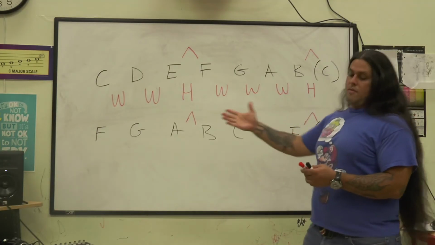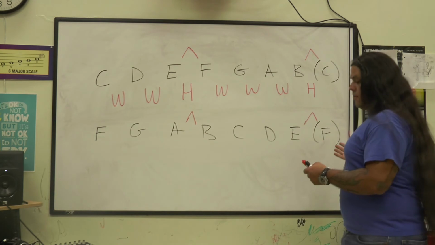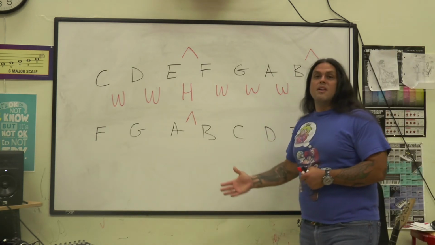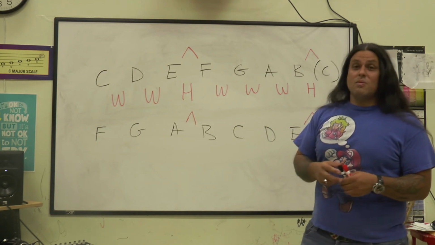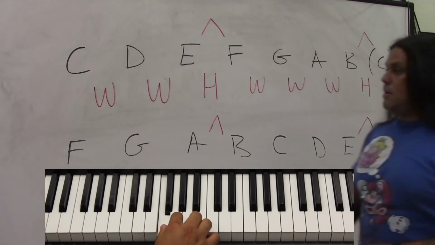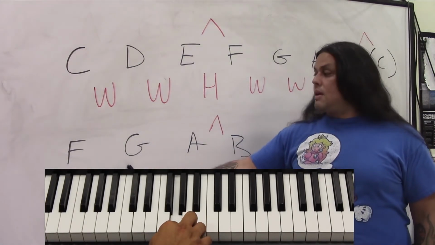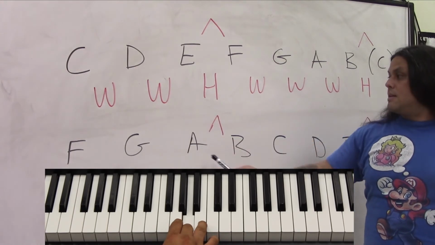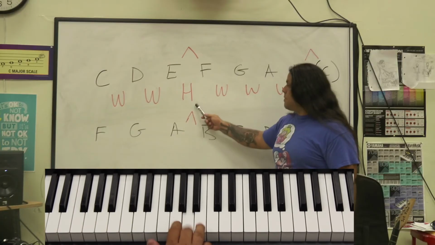Now let's start from the left and work our way over. If you do it any other way, in the middle of the scale, you will end up with something wrong. Okay. F to G, is that a whole step? Yes, that's a whole step. G to A, is that a whole step? Yes, it is. A to B, is that a half step?